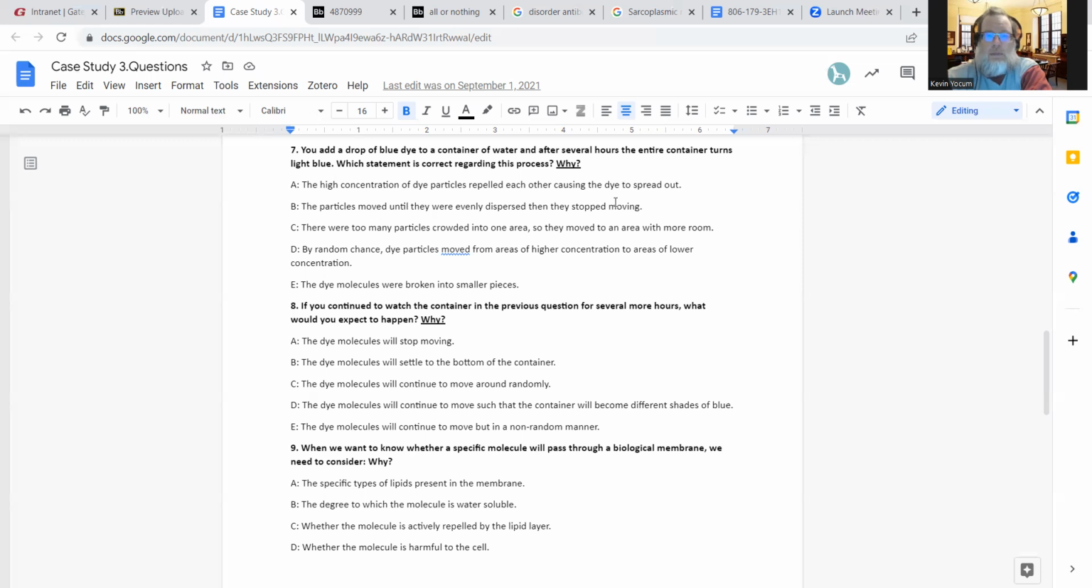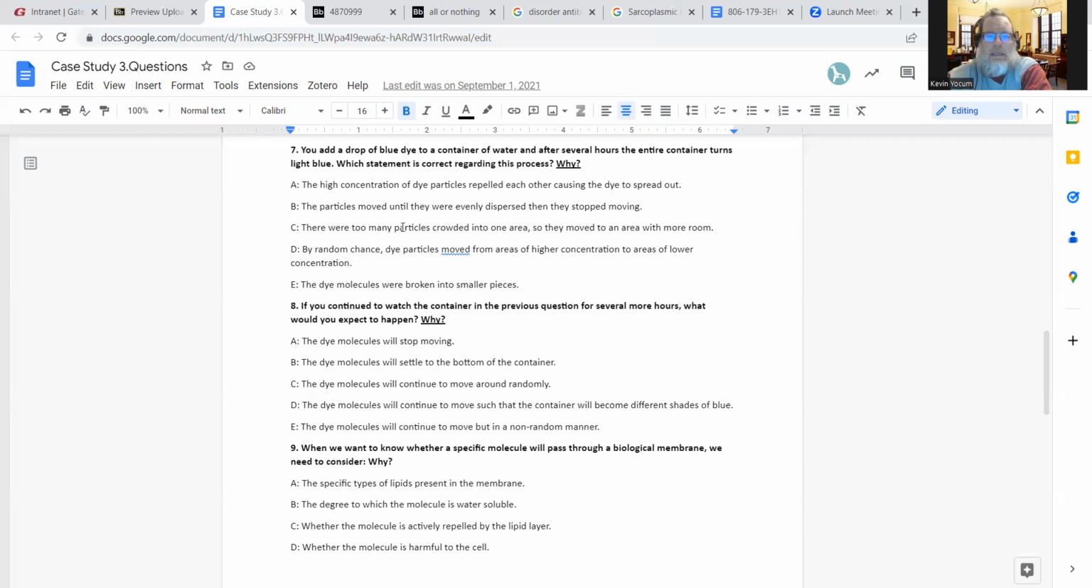Because remember, liquid is a fluid medium. You've got this dye in there that's also a fluid medium, but a little bit different density, and it's just moving within the water. As soon as another dye molecule gets close, it's going to move somewhere else. So they're constantly dispersing from one another. Let's see. There were too many particles crowded into one area, so they moved to an area with more room.